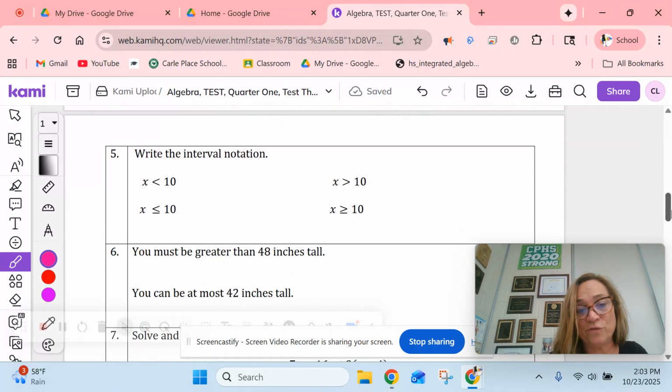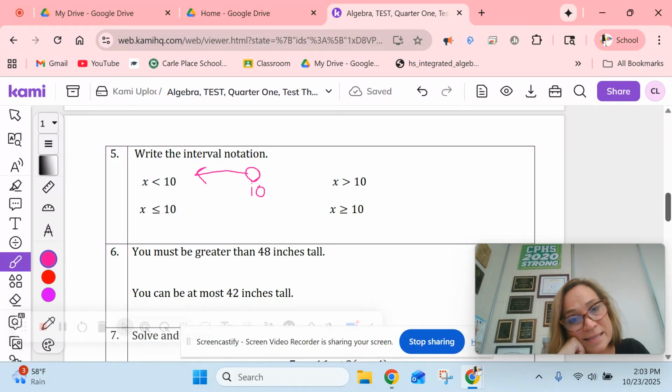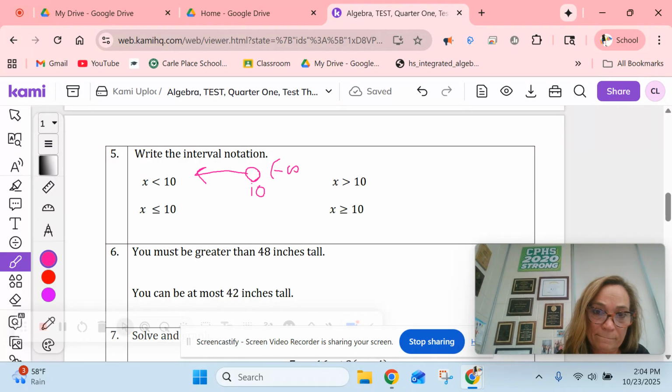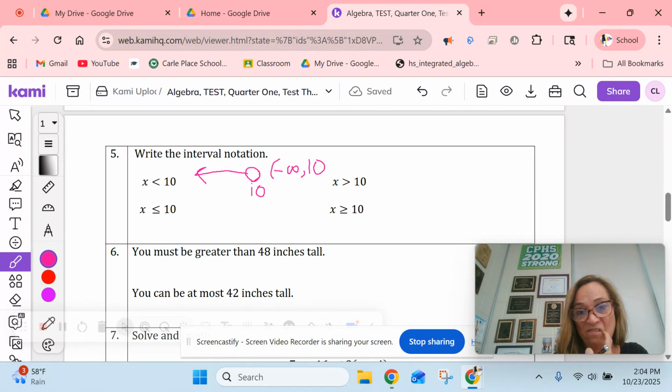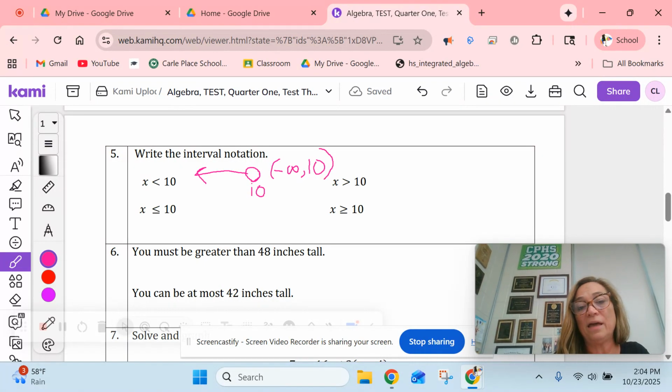Okay, write in interval notation. For these, a lot of times what I like to do is draw the picture. So I would make a sketch of the open circle going to the left at the 10. So because I see the arrow first, I know that that's -infinity. And I see the 10 second, so the 10 comes after the -infinity. And that's going to get a parentheses or a curved bracket because it does not include the 10.